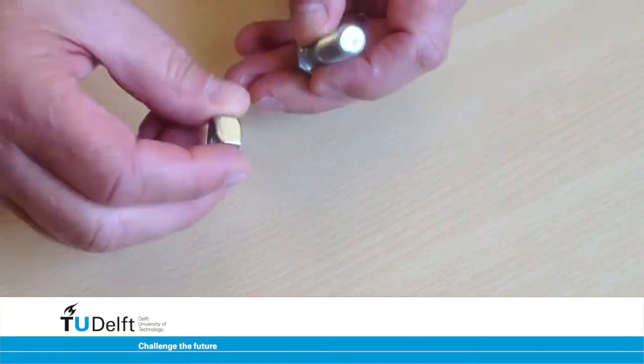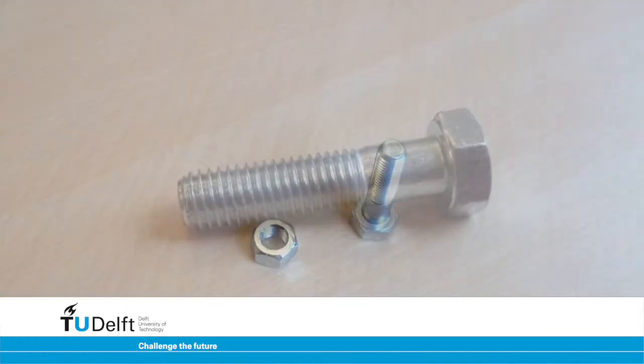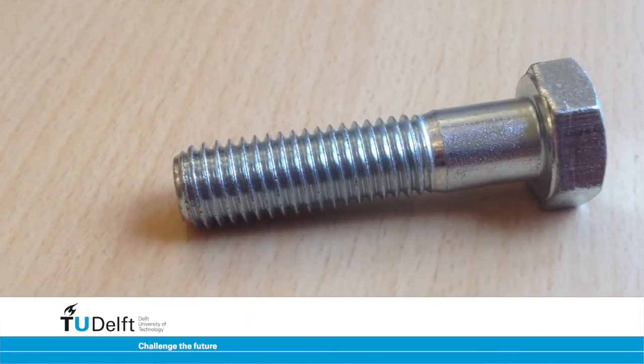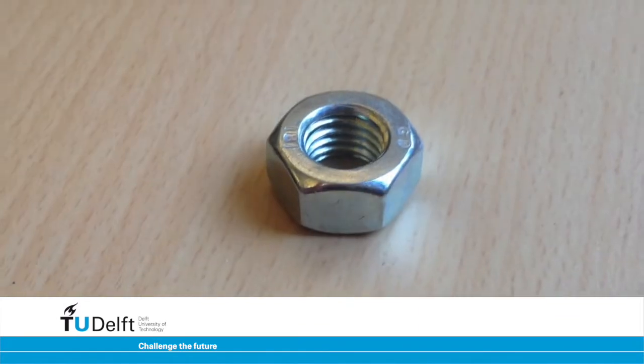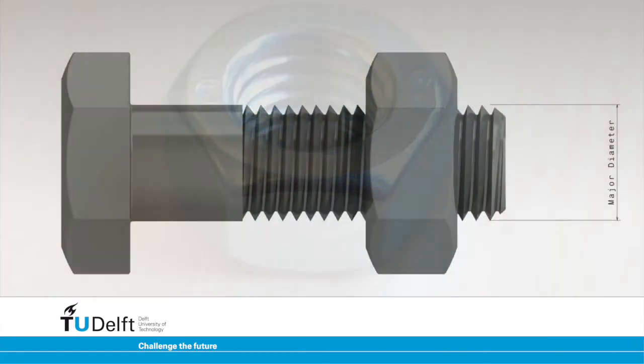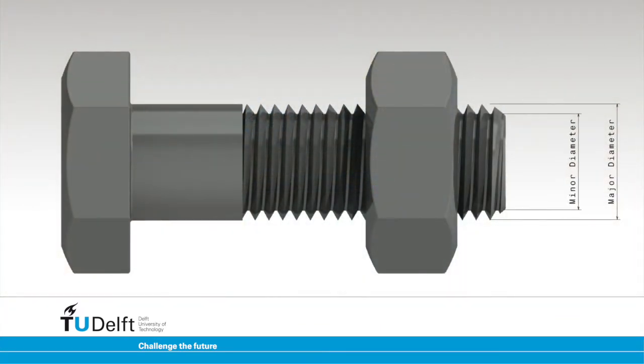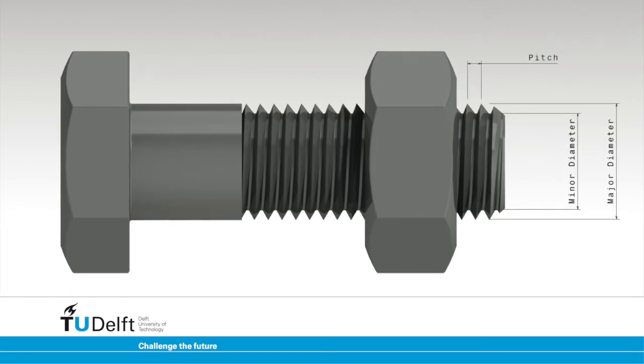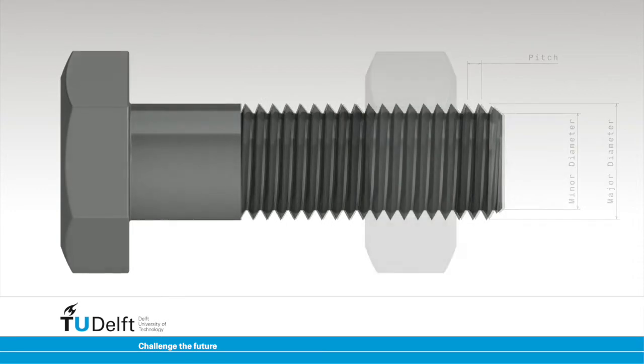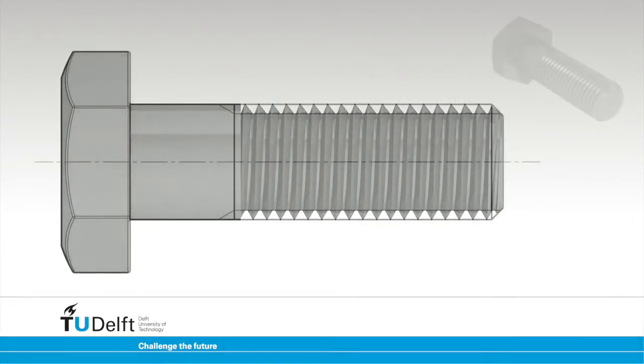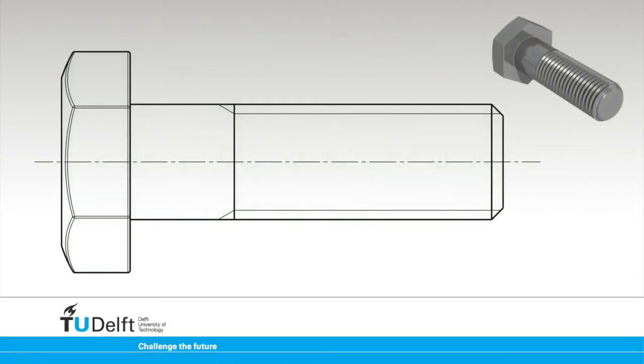A bolt and a nut are the typical example of screw thread. The bolt contains an external thread, the nut contains an internal thread. The thread has a major diameter, a minor diameter, and a pitch, representing the distance between two tracks of the thread. When an external thread is drawn from the side, the outer contour of the part is drawn using the thick continuous line type. The thread is indicated by a thin continuous line, indicating the minor diameter of the thread.